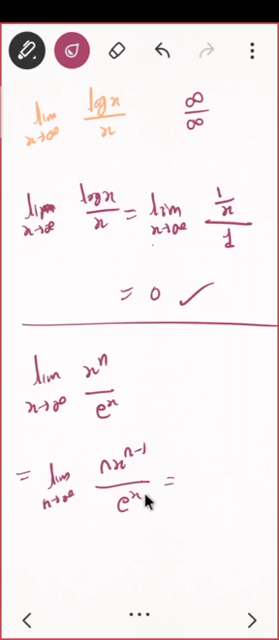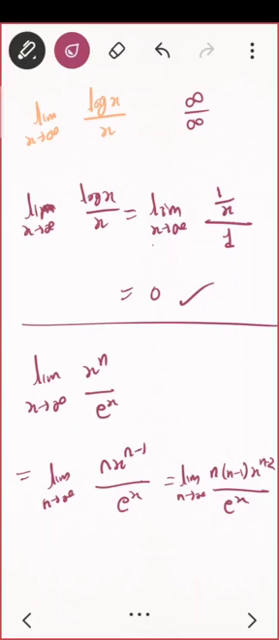So if I am going to apply L'Hopital's rule again, what will you get? You will get this equal to the limit as x tends to infinity of n into n minus 1 times x raised to n minus 2 upon e raised to x. Do you see, again this is of the form where I can apply L'Hopital's rule. Again, I didn't get any result. I am still stuck with that only. So what do you observe?